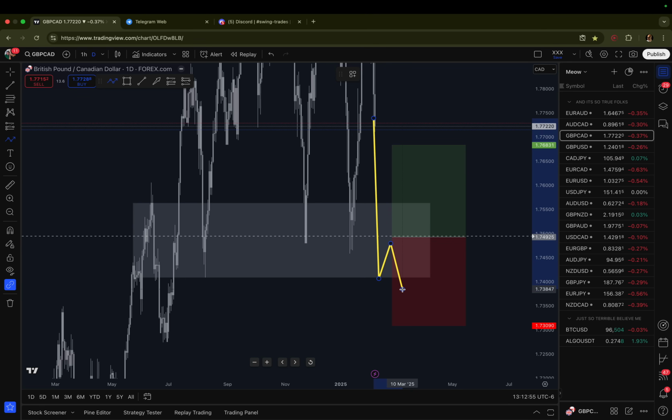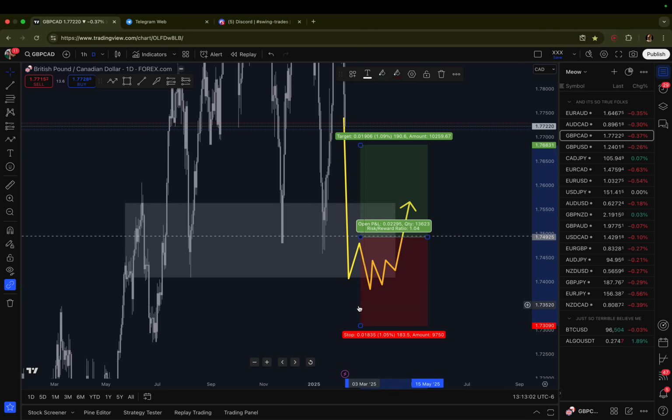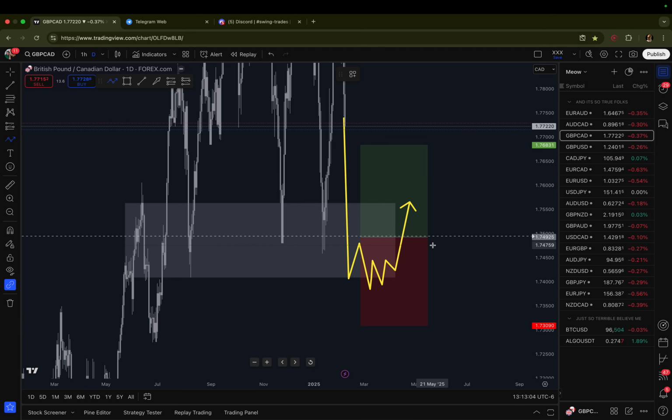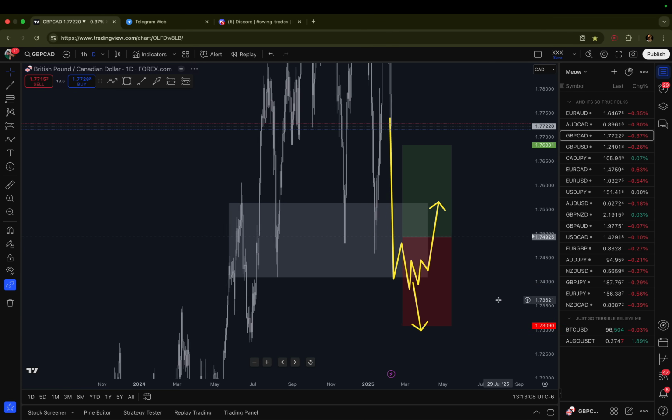It can also dip just below the zone if it needs to, and then pop back up and still have the opportunity to go up. This is only going to stop out because the stop loss is placed at an area where, if price breaks the zone and continues significantly past the zone, then it will trigger the stop loss, right?